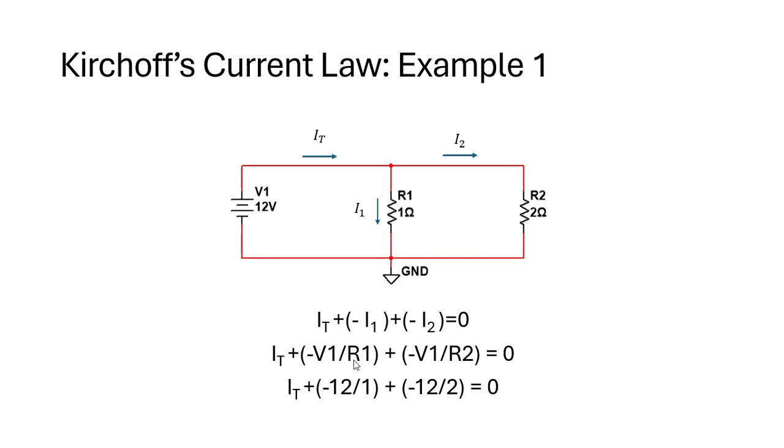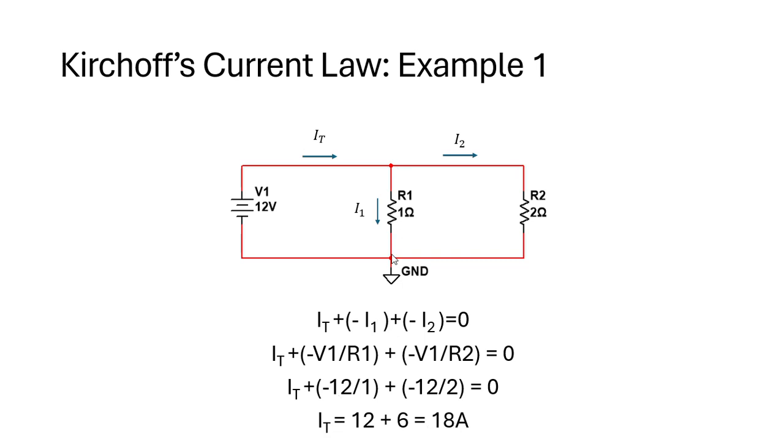And so we end up with 12 divided by 1, which will give us a current going down here, and 12 divided by 2, which will give us a current going down here. Both of these, remember, are negative because their currents are coming out of the node. Once we calculate this out, we get that IT is equal to 12 plus 6, which is equal to 18 amps. So IT is equal to 18 amps.